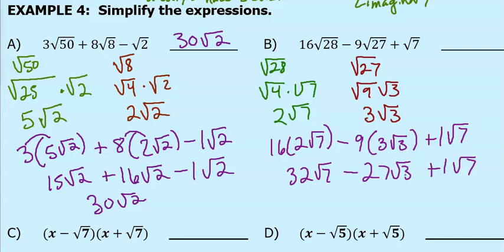Now, since we have a square root of 3 here, and these have square root 7s, these are not like terms. So your simplified expression would be 33 square root 7 minus 27 square root 3. So this simplified expression will have 2 terms instead of 1 since they're not like terms.